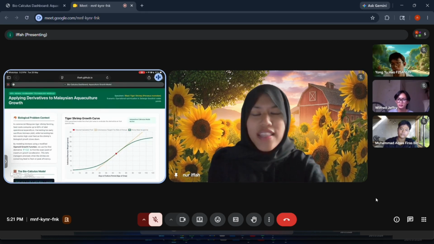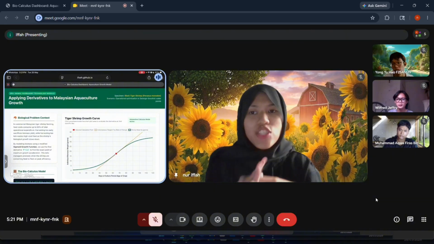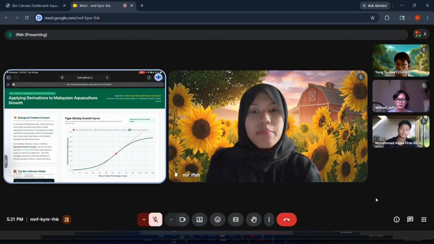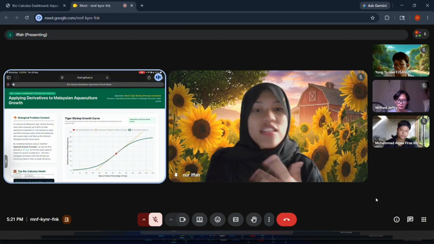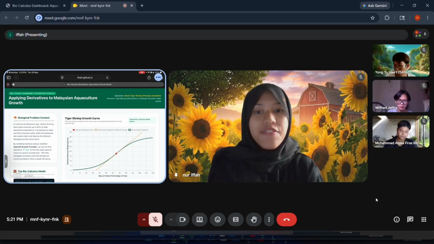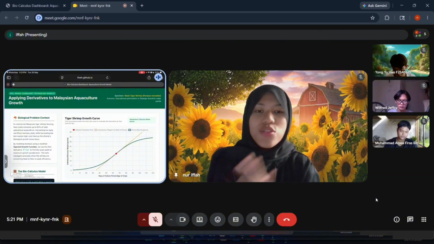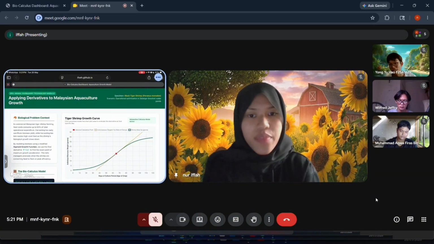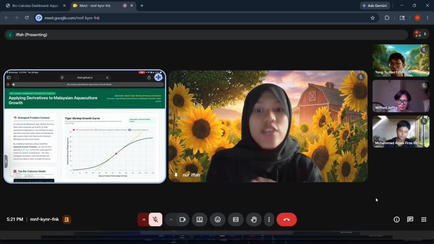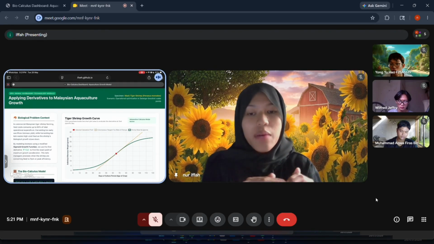So let's look at the bioscience problem. In shrimp farming, animal feed is the biggest challenge because it is very expensive. In fact, feed takes up to 60% of a farm's total budget in Malaysia. The problem is that shrimp do not grow at the same speed every day. When they are babies, they grow slowly. In the middle of their life, they grow very fast. But when they become old, their growth slows down again.